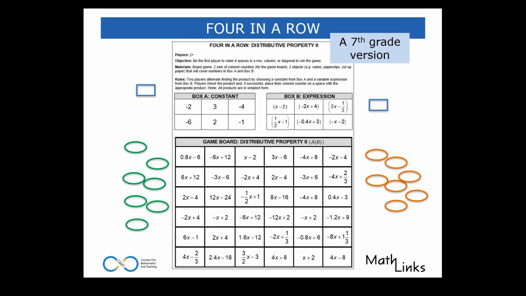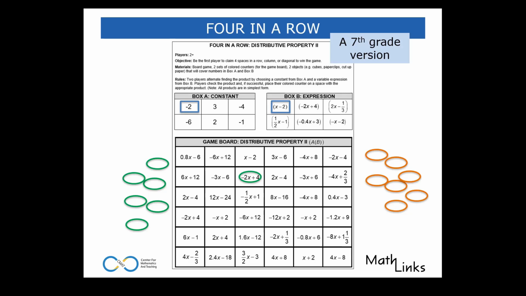In this sample game with 7th grade content, we'll use these open objects and counters so we can all see the expressions being used. I'm going to start. I'll choose these expressions from box A and box B. Since -2 times the quantity x minus 2 equals -2x plus 4, I'll place my green counter on that expression to claim that position.